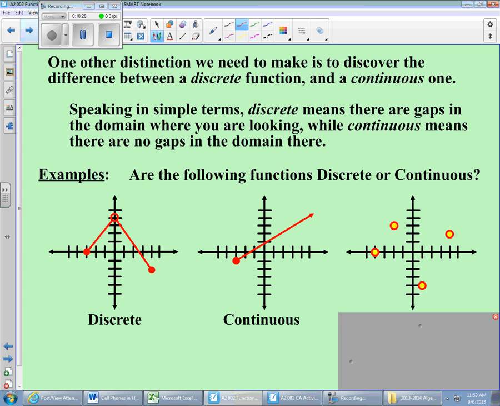Now, the last one's pretty obvious. This is the easy one to spot. When you look at these, obviously we only have 4 pieces of information in the domain existing between -4 and +4. Is the domain filled up entirely in between -4 and +4? Clearly not. So we would say that this one is discrete.